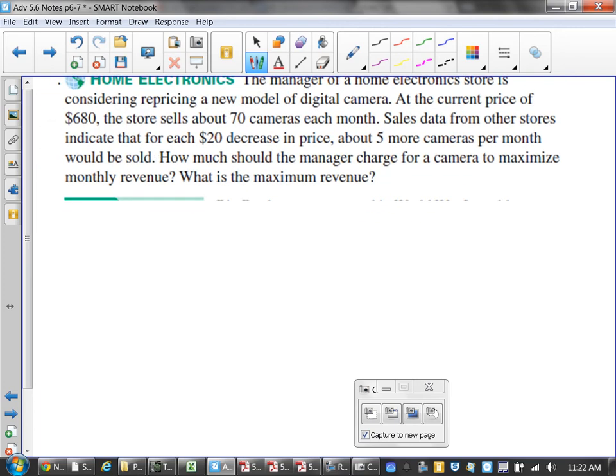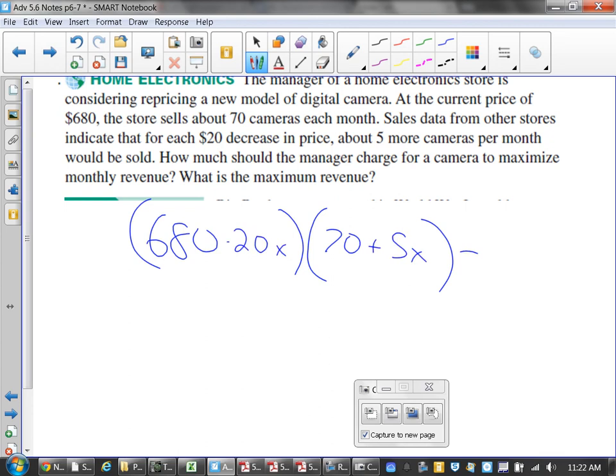So right off the bat, I know that I have the 680 and the 70. If I decrease the sale price by 20 bucks, I will sell 5 more. So what do I do to the 680? Subtract 20x, and I add 5x, and I set that equal to 0.